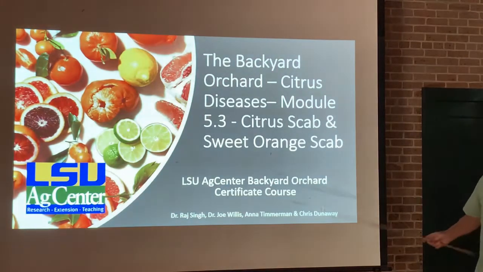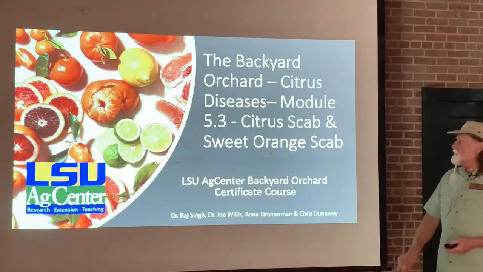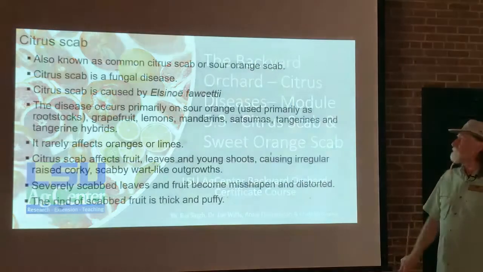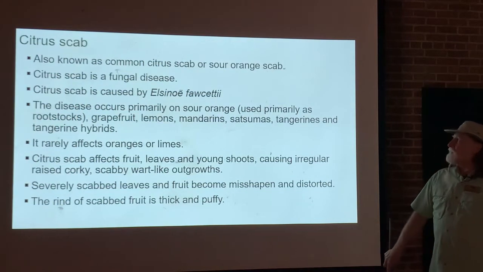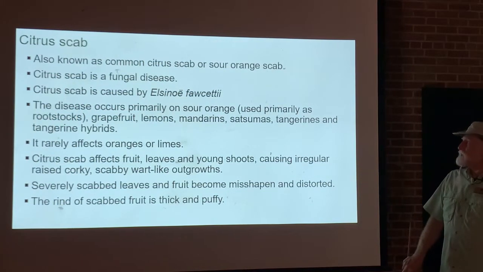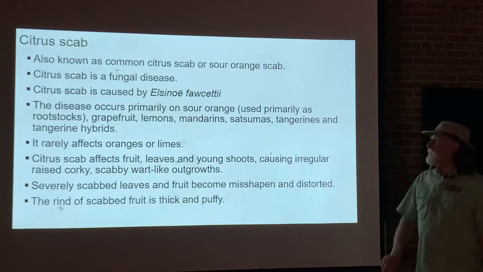Welcome back, students. Now we're going to cover a couple of diseases that are scab diseases that you may see on citrus. The first one is citrus scab. That's its common name, also commonly known as sour orange scab. And it is a fungal disease caused by Elsinoë fawcettii.